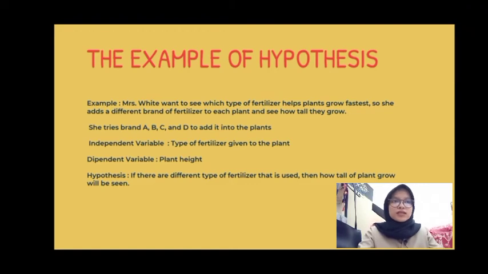So we can see, for example, the independent variable is the type of fertilizer given to the plant, and the dependent variable is plant height. And we can conclude the hypothesis: if different types of fertilizer are used, then how tall the plant grows will be seen.